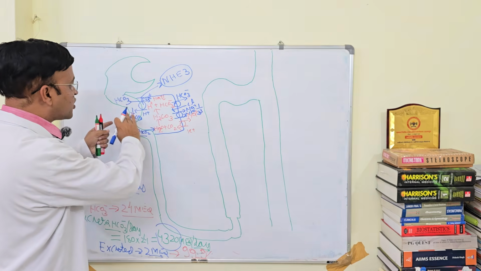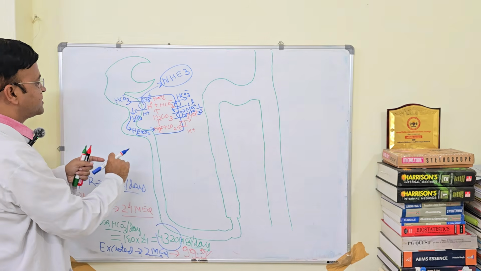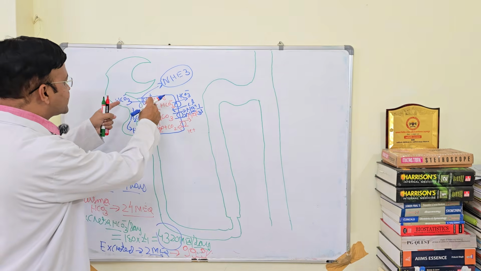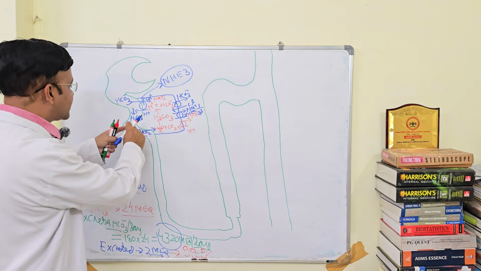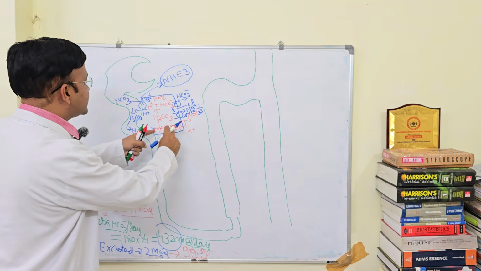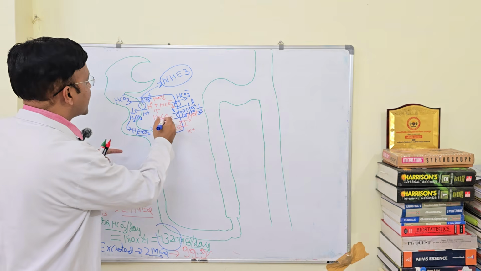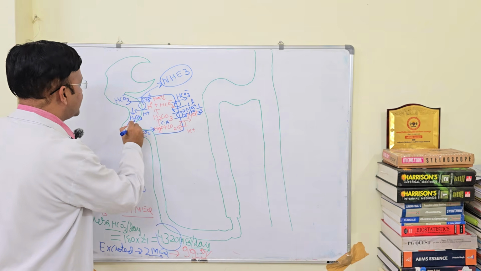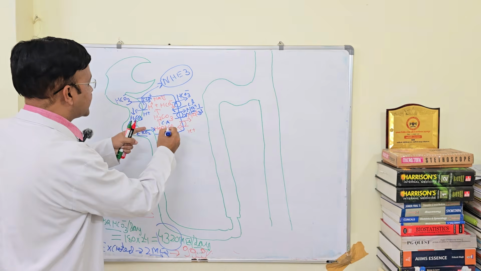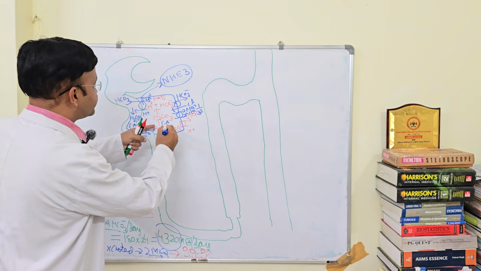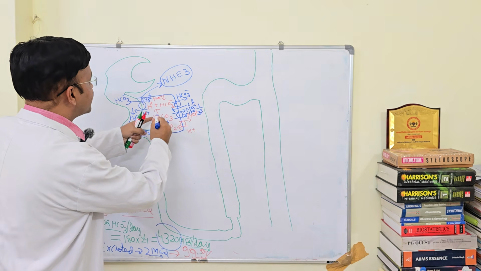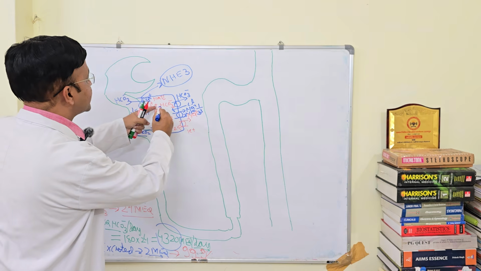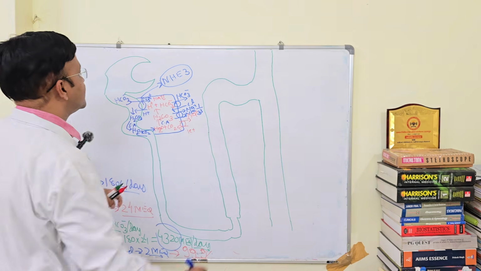The bicarbonate is not being directly reabsorbed, right? The bicarbonate is combining with H plus ion, getting converted into H2CO3 and then CO2. This H2CO3, again with the help of carbonic anhydrase, right? We have got cellular carbonic anhydrase and luminal carbonic anhydrase, right? This H2O plus CO2, again with the help of carbonic anhydrase, will break down into H plus and bicarbonate, and this bicarbonate will be reabsorbed.